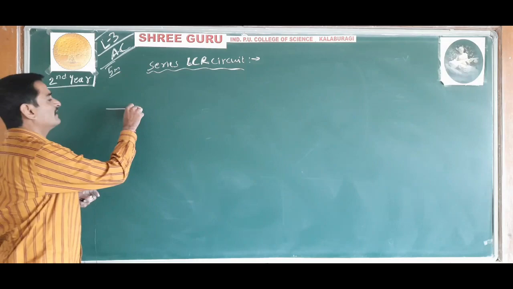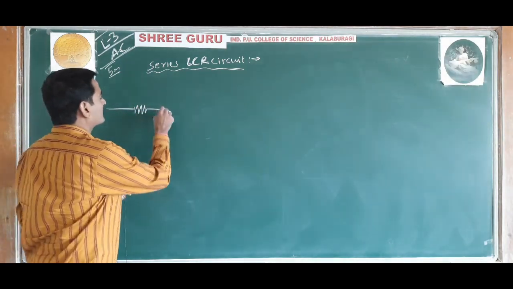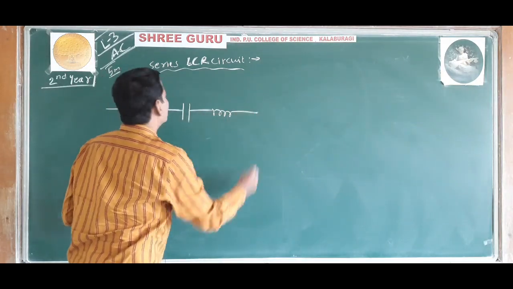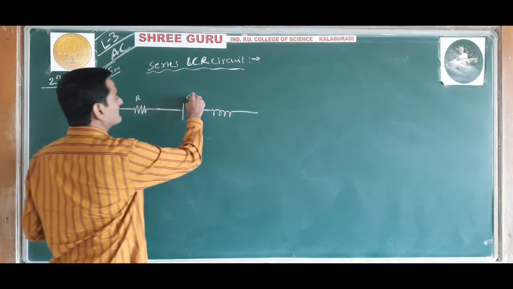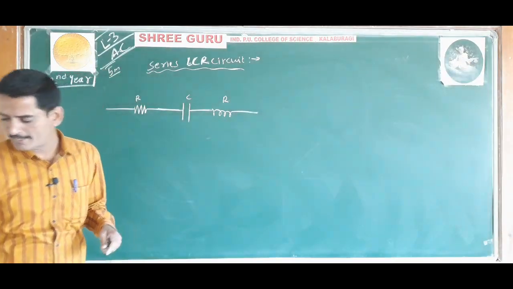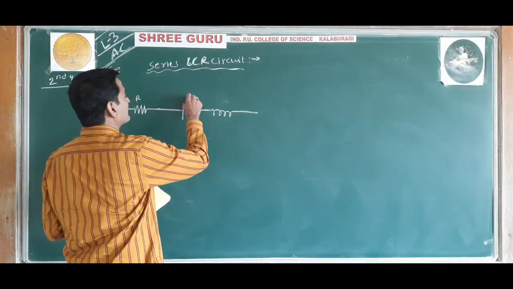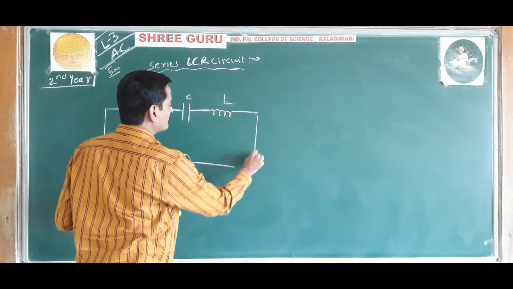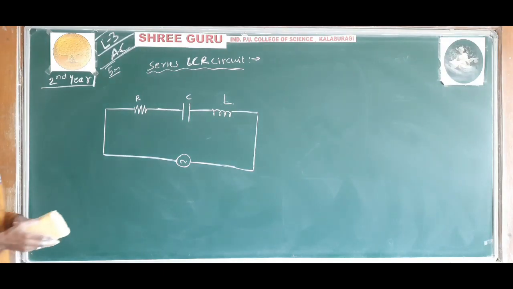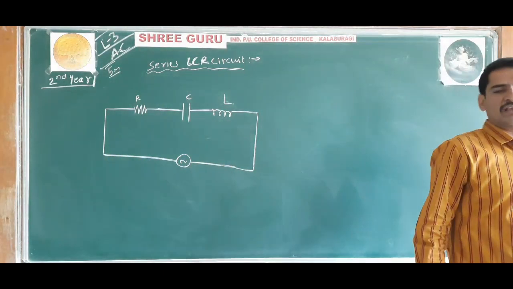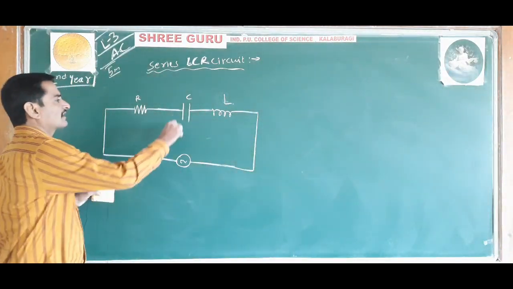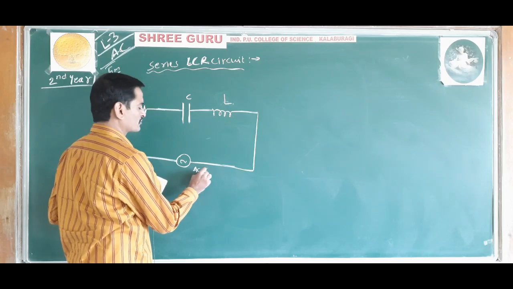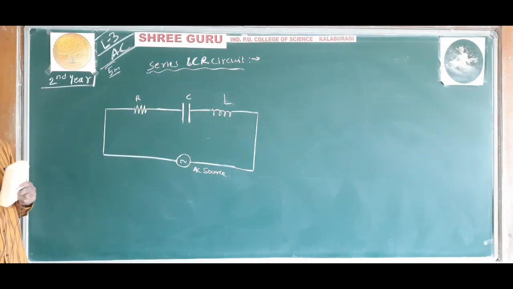So now let us consider a resistor of resistance capital R, a capacitor of capacitance C and an inductor of inductance L connected in series with an AC supply, as shown in the figure. This circuit is called a series LCR circuit.